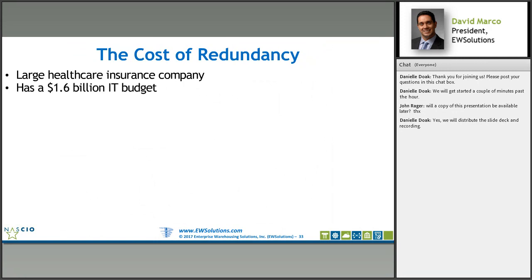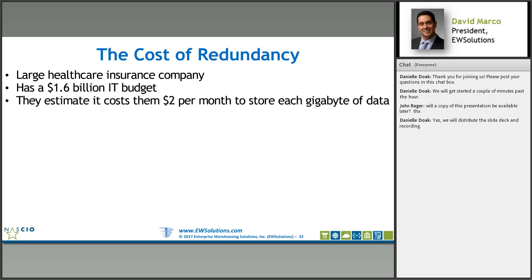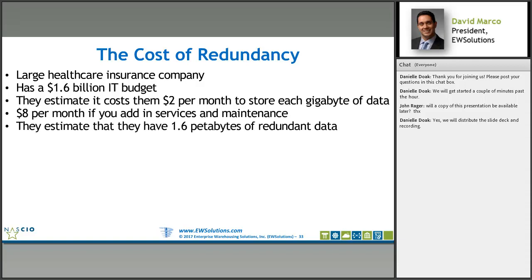So what is the cost of redundancy? I'm going to go through this quickly because we have so much I still need to cover. When you look at redundancy, here's an example from the commercial world. Large healthcare company, most of you would know who they are, healthcare insurance. They have a $1.6 billion IT budget, just gigantic. They estimate that it costs them $2 a month to store each gigabyte of data. That number of $2 a month escalates to $8 a month if you add in services to people cost and maintenance. They estimate that they have 1.6 petabytes of redundant data.